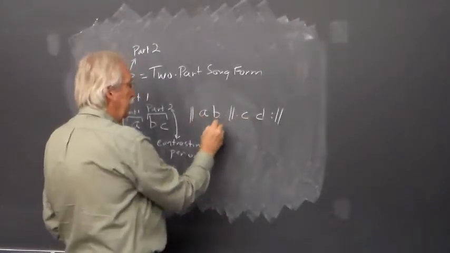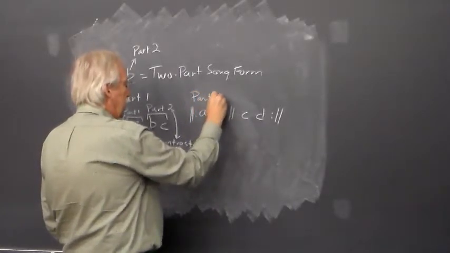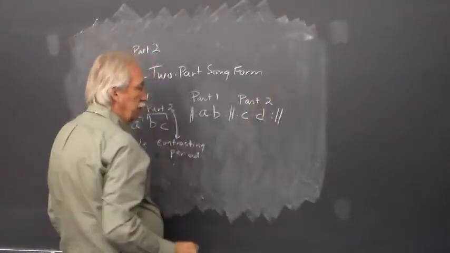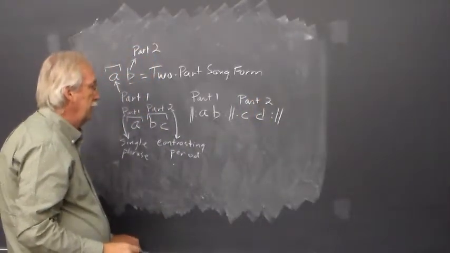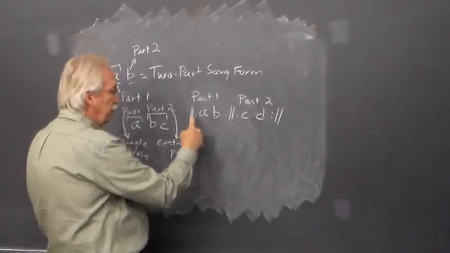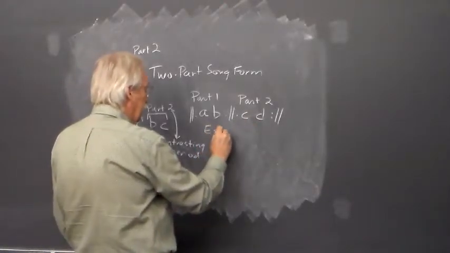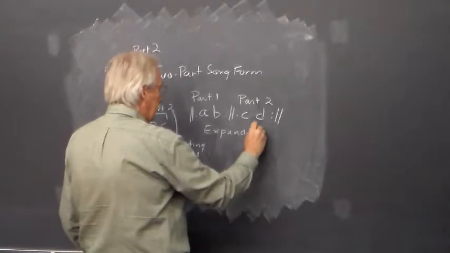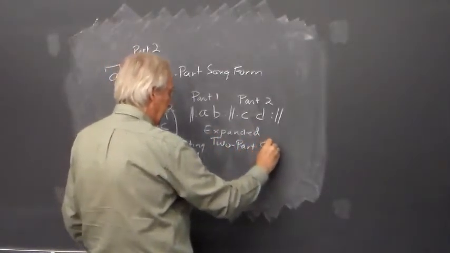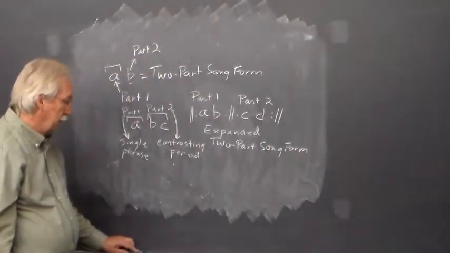double period, but you're going to analyze this as part 1. This will be part 2, and because you have the repeat signs, and you could just have it around the first part and not have repeats here, and you would still call it expanded two-part song form.